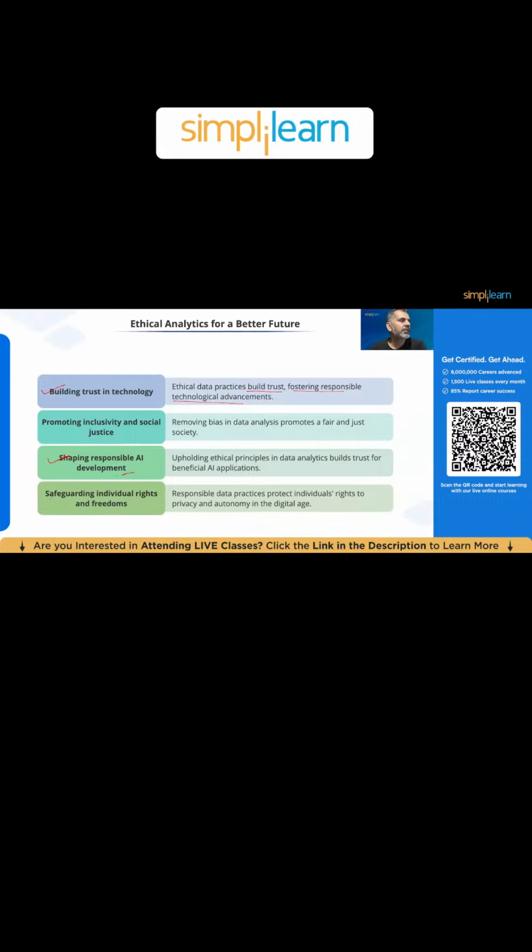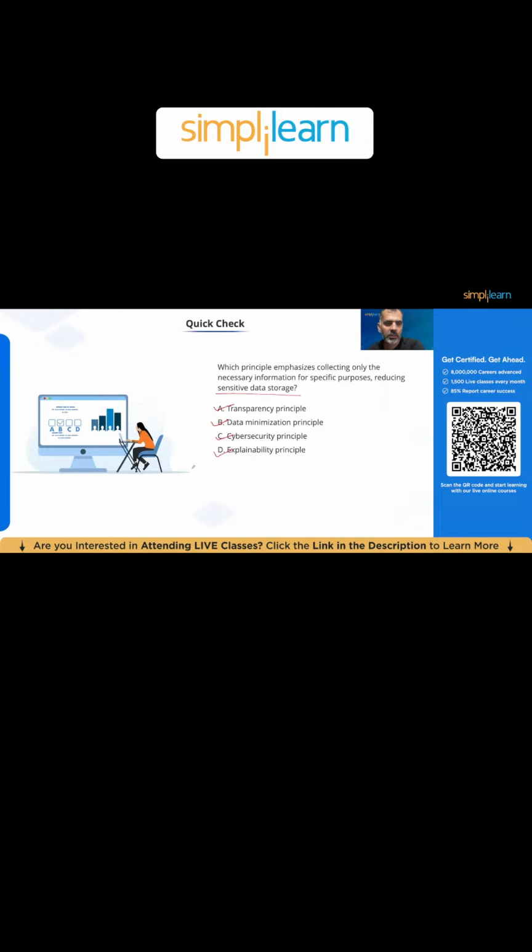Let's have a quick recap on whatever we have discussed, guys. It is more of a theoretical one. So, which principle emphasizes collecting only the necessary information for a specific purpose, reducing sensitive data and storage? One is transparency principle, data minimization principle, cybersecurity principle, or explainability principle. What do you think? What is the right option? Yeah, so you can say B is the right option, that basically talks about collecting only the necessary information.